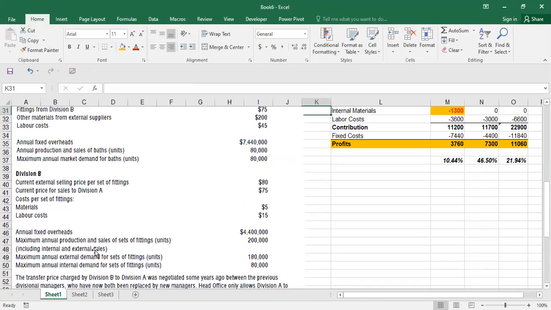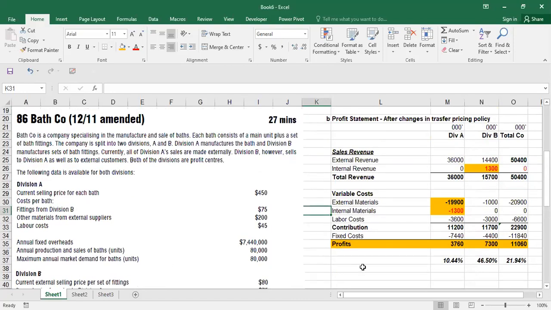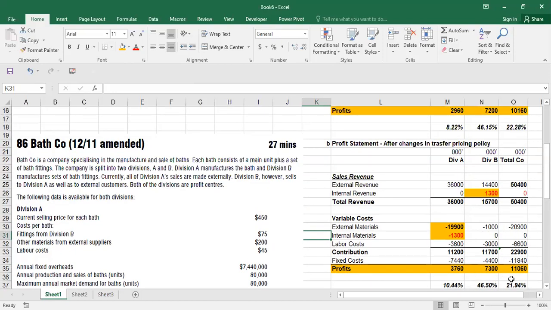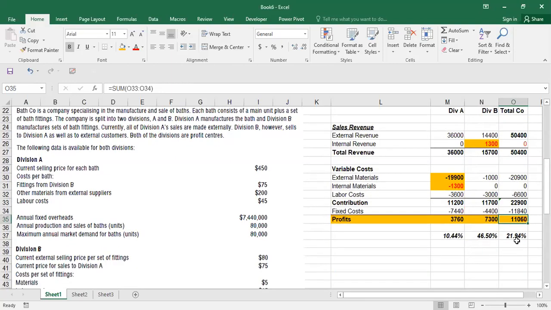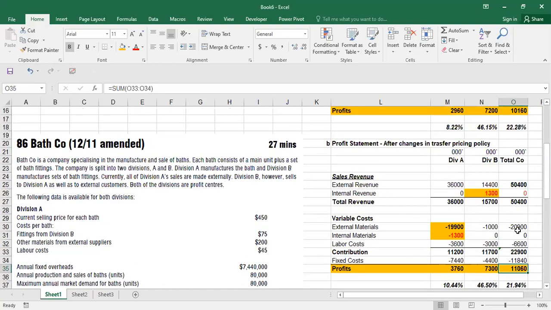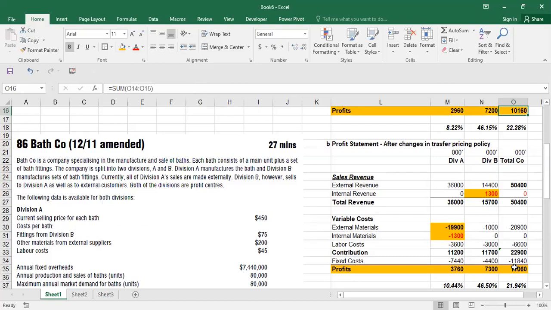If they ask you in part C that should this transfer pricing policy be adopted, the answer is no, it should not be adopted, because overall the group profit has, before it was 10,160, now, no, it has also increased. Group profit has also increased because the total revenue has increased. So in terms of percentage, maybe it has gone down, but in terms of dollars, it has gone up. Before it was 10,160, now it is 11,060. So it means that this pricing policy can be supported because in terms of dollars, it has gone up.